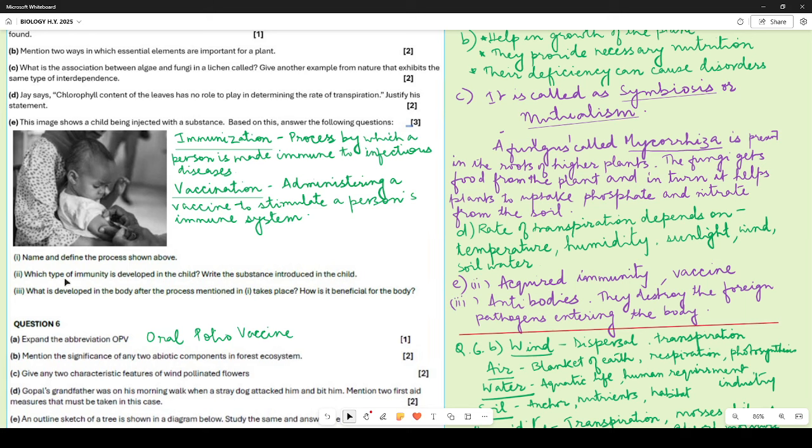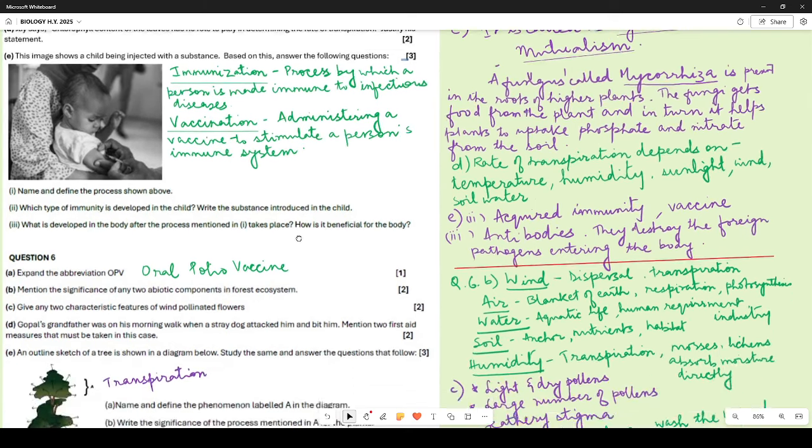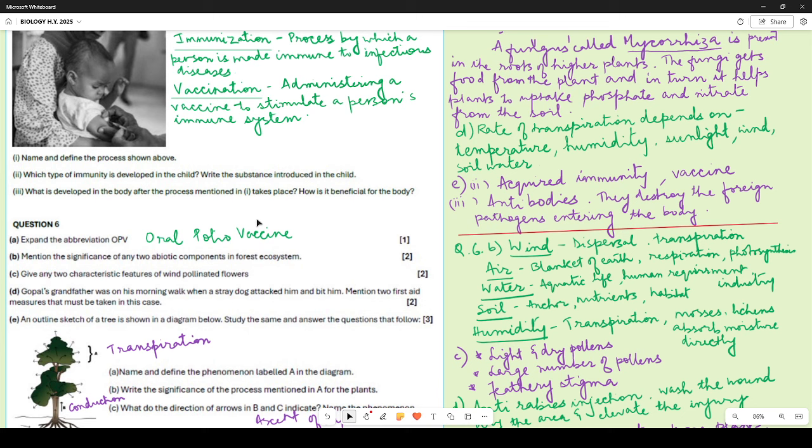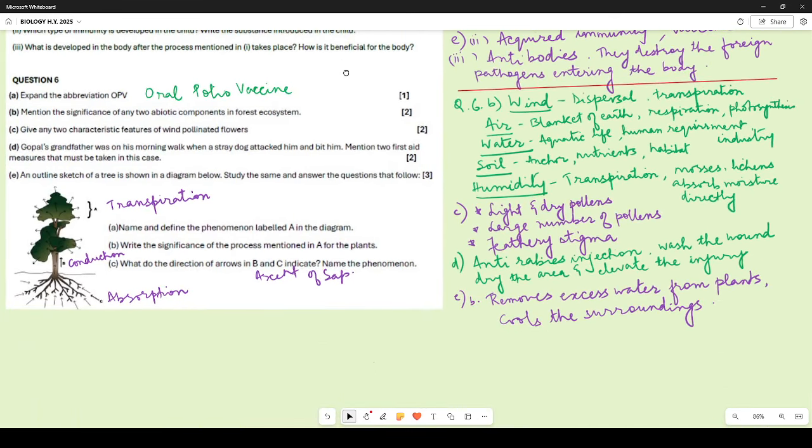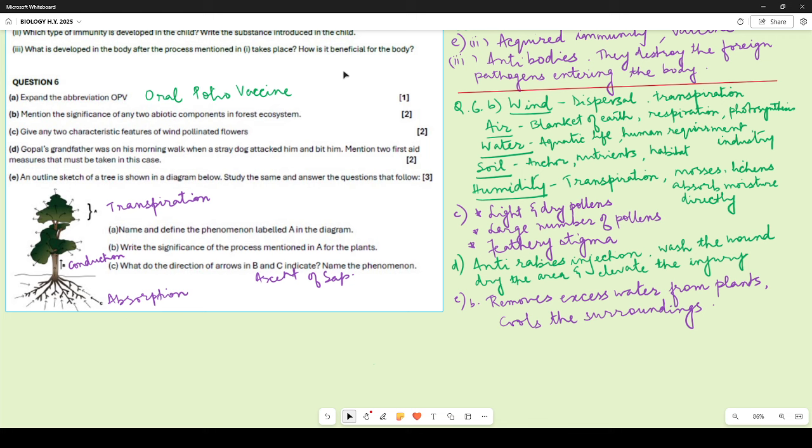Some have written immunity, but that you have already given, which type of immunity is developed. What is developed in the body after the process mentioned? When the vaccine is given, antibodies develop, and how is it beneficial for the body? They destroy the foreign pathogens which enter our body, so they help us to fight against diseases. That is what should have been written. Expand the abbreviation OPV: oral polio vaccine.